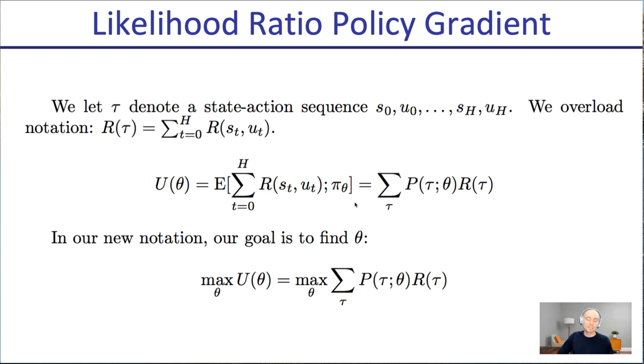And so in our new notation, our goal is to find a theta, the parameters in the neural network, that will maximize U of theta, which is a weighted sum of rewards associated with each possible trajectory weighted by the probability of that trajectory. By changing the parameters of the neural network, we're changing the probability distribution over trajectories. Some settings will favor certain trajectories. Other settings will favor other trajectories. And so we want to find a setting of the parameters in the network such that we favor the trajectories that have high reward and don't favor the trajectories with lower rewards so much.